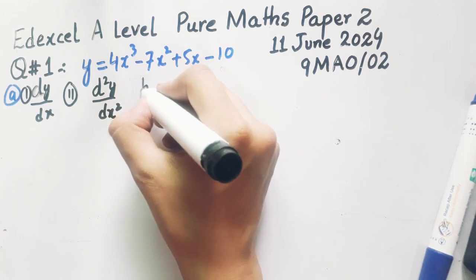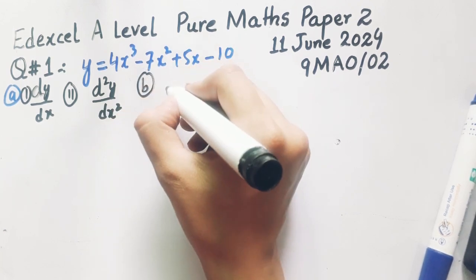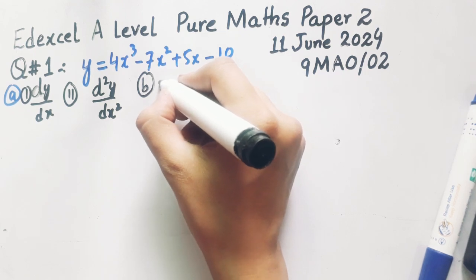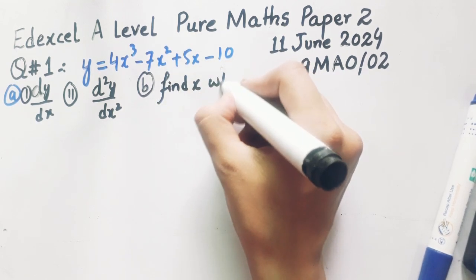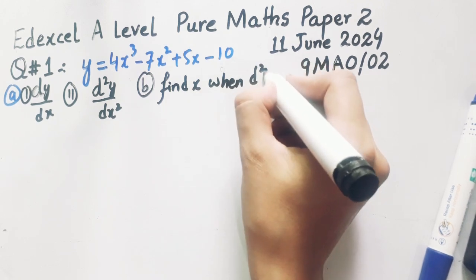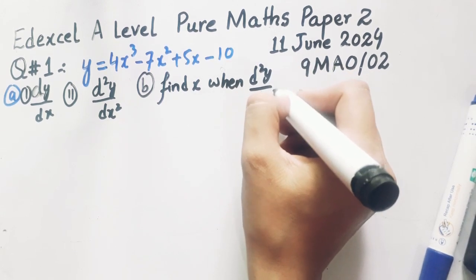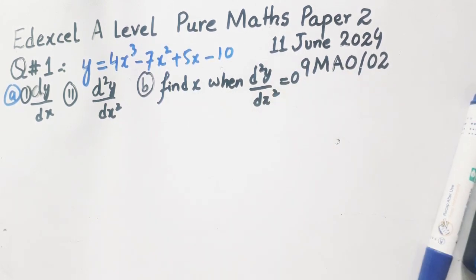And in the B part, find x when d square y over dx square is equal to 0. So we will solve this question step by step.